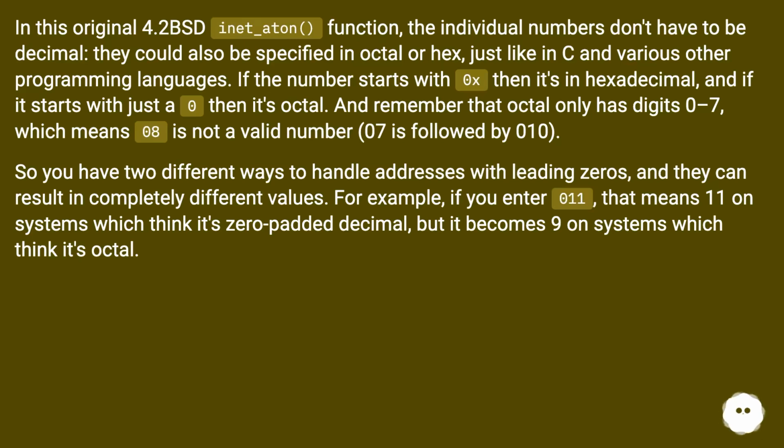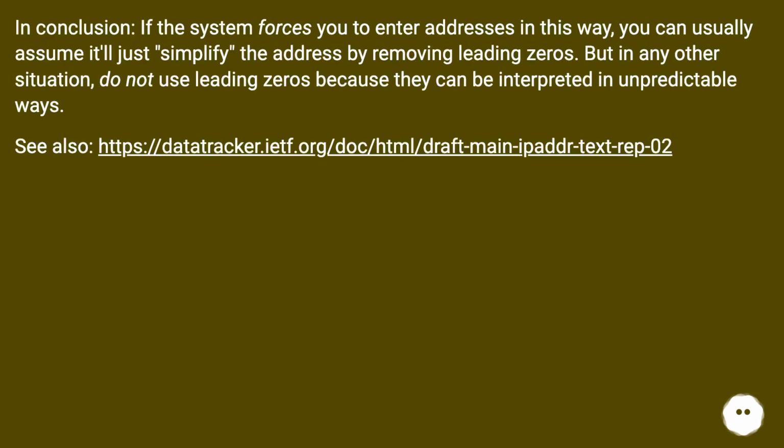And remember that octal only has digits 0 to 7, which means 08 is not a valid number; 07 is followed by 010. So you have two different ways to handle addresses with leading zeros, and they can result in completely different values. For example, if you enter 011, that means 11 on systems which think it's zero-padded decimal, but it becomes 9 on systems which think it's octal. In conclusion, if the system forces you to enter addresses in this way, you can usually assume it'll just simplify the address by removing leading zeros. But in any other situation, do not use leading zeros because they can be interpreted in unpredictable ways. See also this URL.